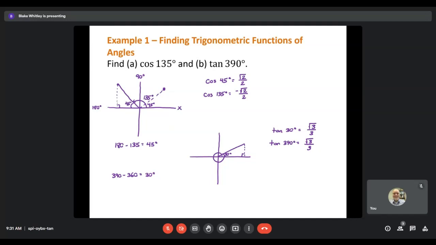So again, the steps for problems like this: you want to actually sketch out the angle, figure out which quadrant you're in, draw your triangle back to the x-axis, figure out if you're dealing with one of your special angles from the chart in the previous section, think about what the trig function would be for that specific angle, and then make it positive or negative based off of which quadrant you're in.